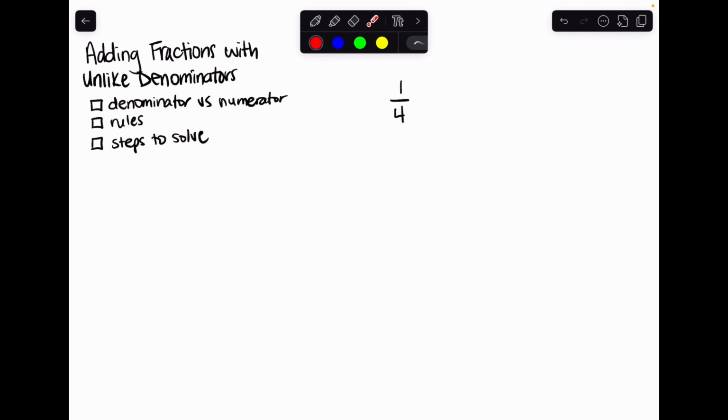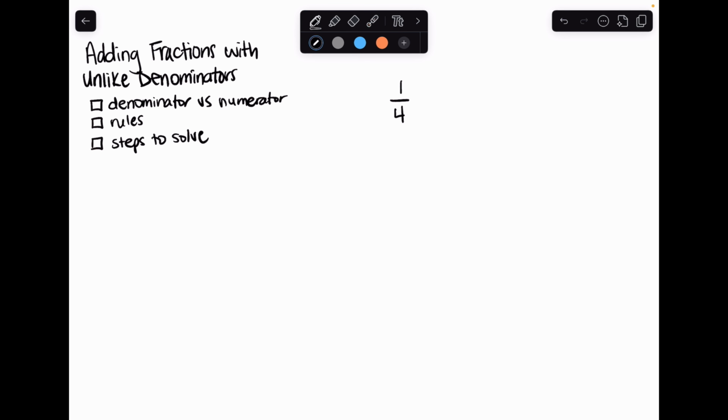In today's lesson, we are going to learn how to add fractions with unlike denominators. We have 3 things that we're going to do today. The first thing is to define a denominator versus a numerator. The second thing is to talk about the rules when adding fractions. And the third thing is to go over the steps to solve a problem.